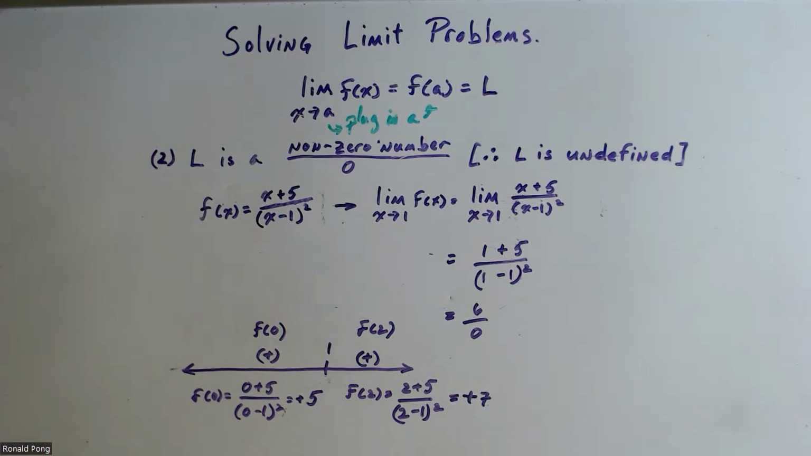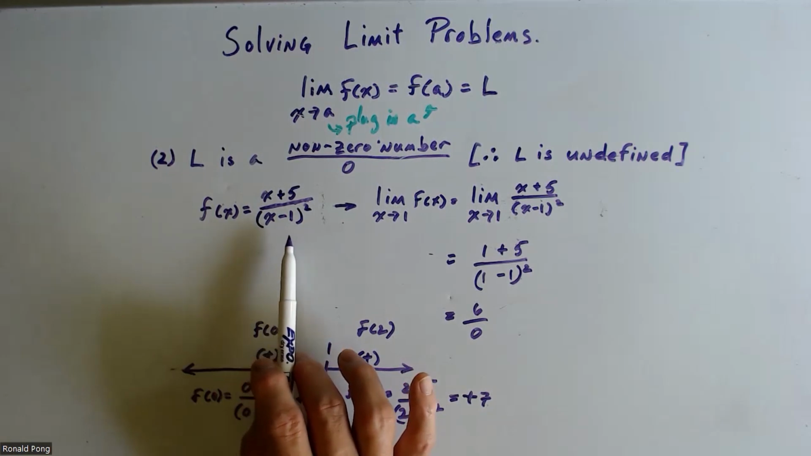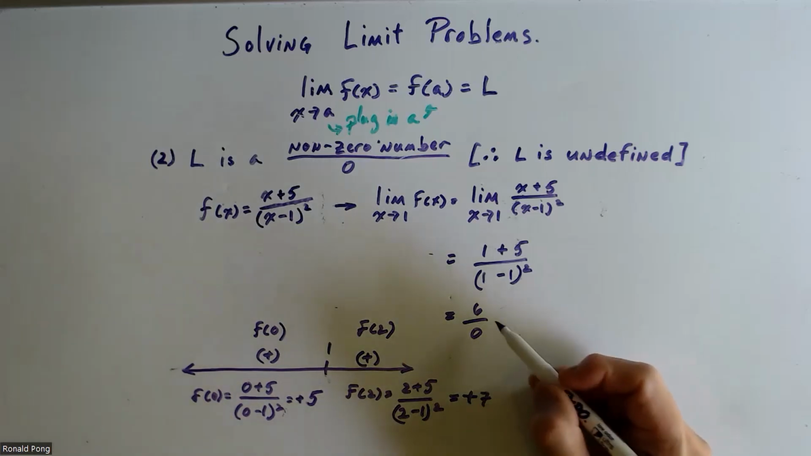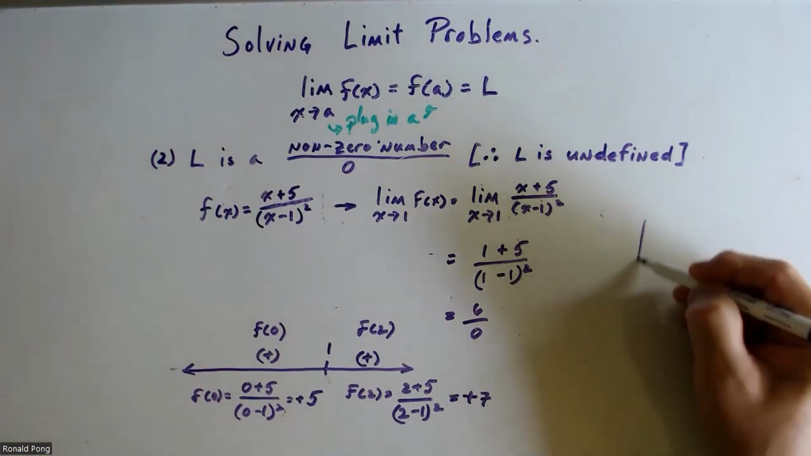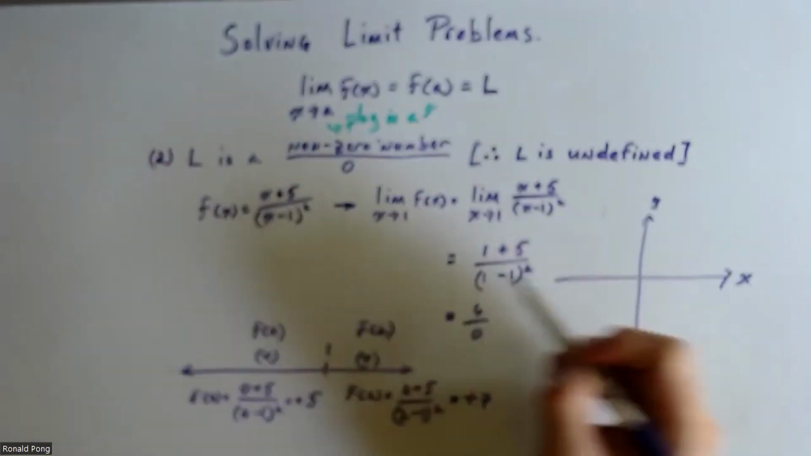I've modified our original problem slightly by converting the linear denominator into a quadratic denominator by simply squaring the x minus 1 expression. If I take the limit as x approaches 1 of this function now, I'm still going to end up with 6 divided by 0, which is undefined. But this time, when we do the sign analysis test, we notice that the squaring of the denominator keeps everything positive.